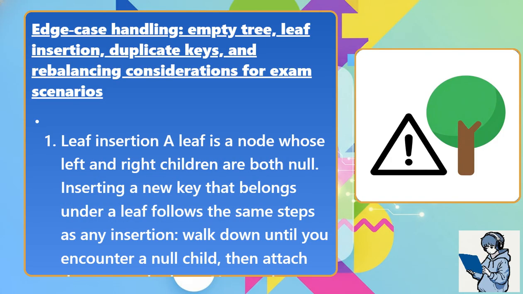2. Leaf insertion. A leaf is a node whose left and right children are both null. Inserting a new key that belongs under a leaf follows the same steps as any insertion. Walk down until you encounter a null child, then attach the new node there. No rotations or rebalancing are needed for a plain BST.